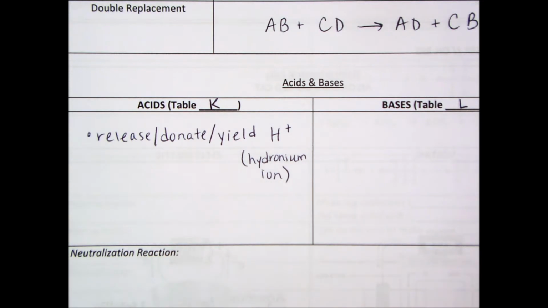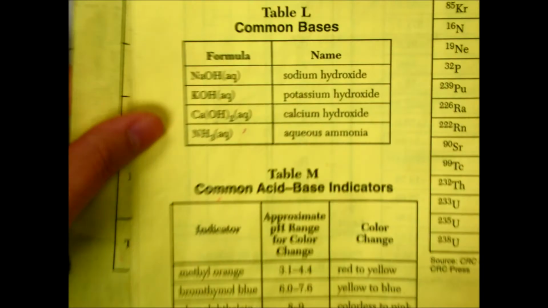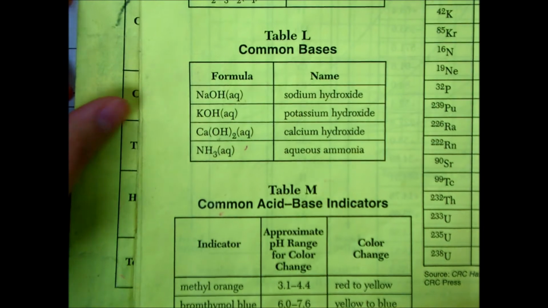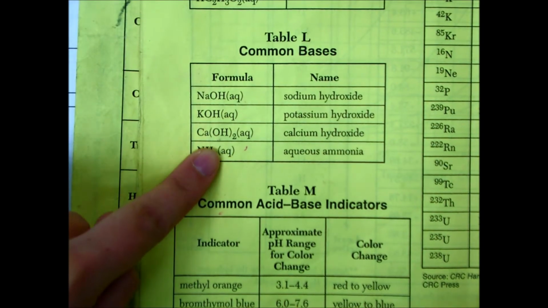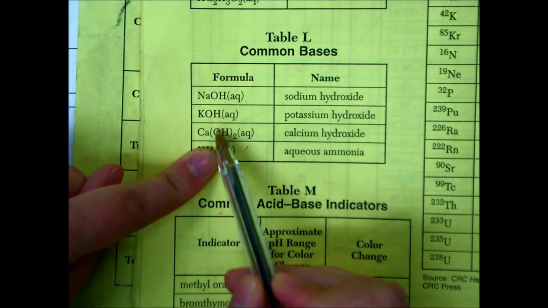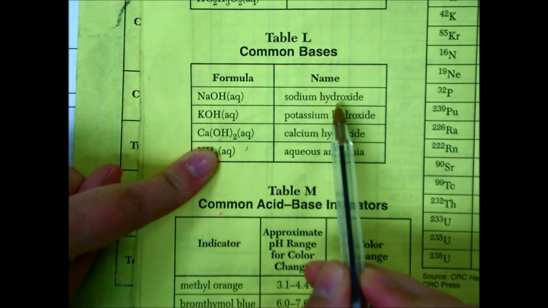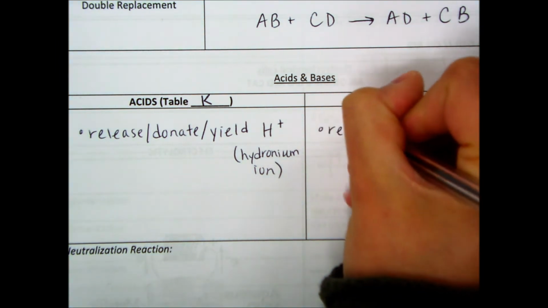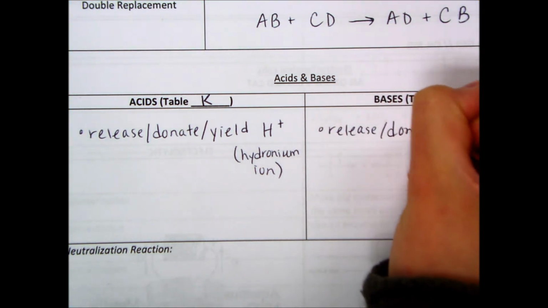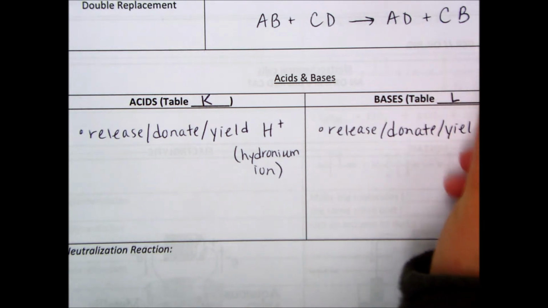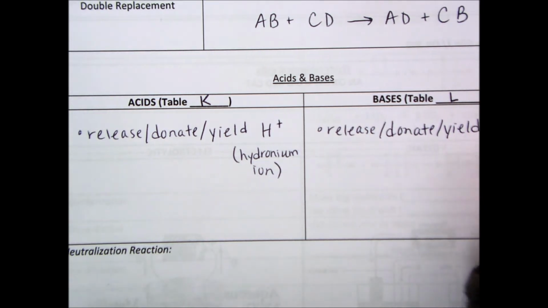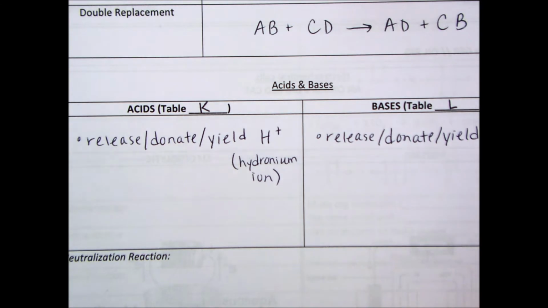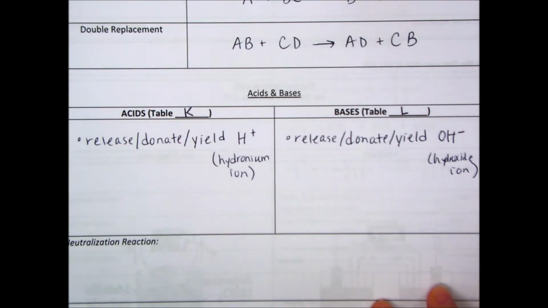So what about bases? What do they do? Well, let's look at them. Bases, we'll talk about why ammonia is listed here. But all 3 of these bases all have this OH ion, the hydroxide. So when bases are dissolved in water, they will release or donate or yield, any one of those words means the same thing, the OH minus or the hydroxide ion. And I just realized it went off screen. Sorry about that. Let's zoom out.